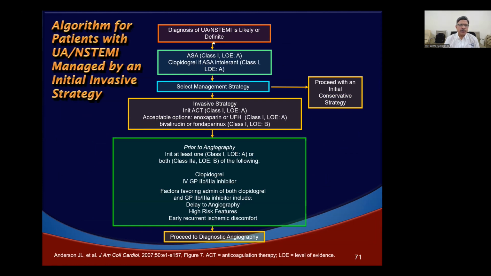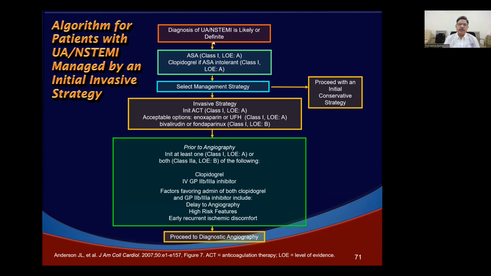Okay, now the algorithm for patients with unstable angina managed by initial invasive therapy. That means we have decided to invade, do some angioplasty or angiography, that is initial invasive therapy. Diagnosis of unstable angina or NSTEMI is likely or definite. ASA, acetylsalicylic acid, you have already given. Then give clopidogrel if ASA is not tolerated to start with. Then the management strategy is to proceed with either an initial conservative strategy or an initial invasive strategy.